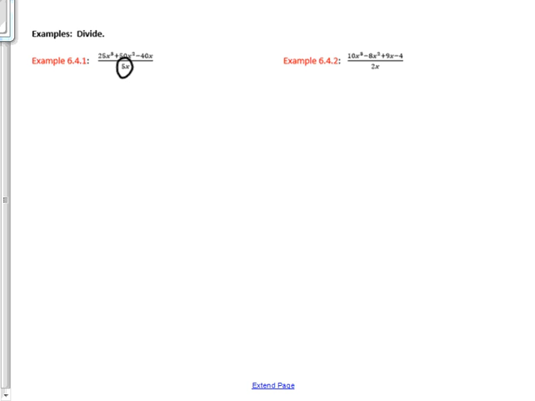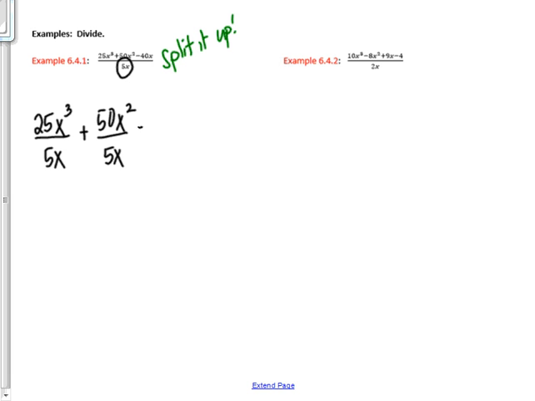So if you're dividing by one term, what you're going to do is split it up. How many terms do you have on the top? You got 3. So what you're going to do is take every term that you have on the top and stick a 5x underneath it and simplify that. You're going to make 3 little bitty problems since you had 3 terms on top.